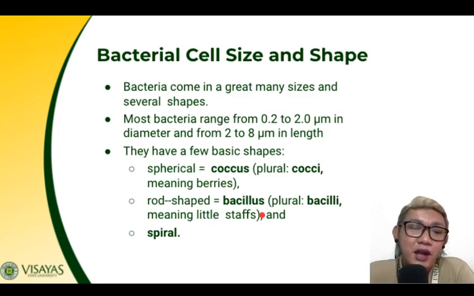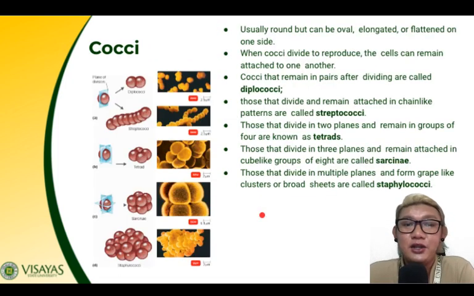There is also the rod shape. They are called bacillus, plural bacilli, meaning little staffs. Okay? And the third type is the spiral. Cocci are usually round but can be oval. They could be elongated or flattened on one side.